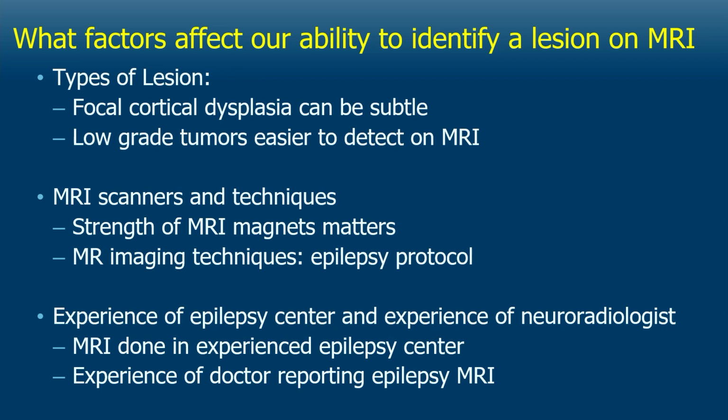So thinking more broadly, what are the types of factors that will affect our ability to identify a lesion on MRI? So the types of lesions do matter. Focal cortical dysplasia, as I mentioned, can be subtle and easily overlooked on MRI. On the other hand, low-grade tumors are much easier to detect on MRI. Other factors that influence our ability to detect a lesion include the types of MRI scanners and the techniques, which I will go into in a little more detail later on, and the experience of the epilepsy center as well as the experience of the neuroradiologist.